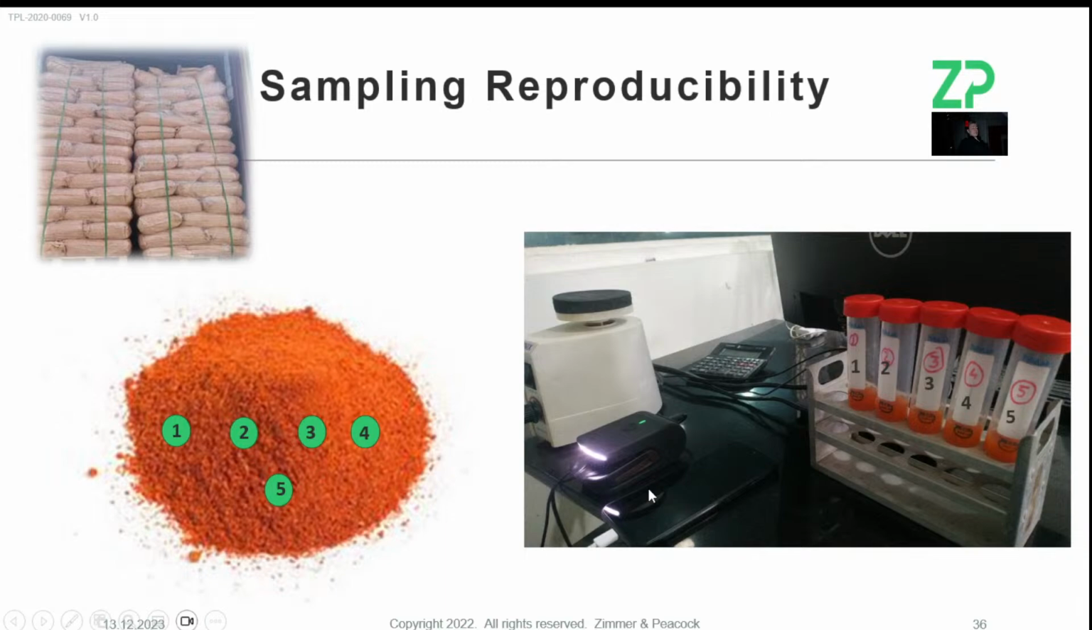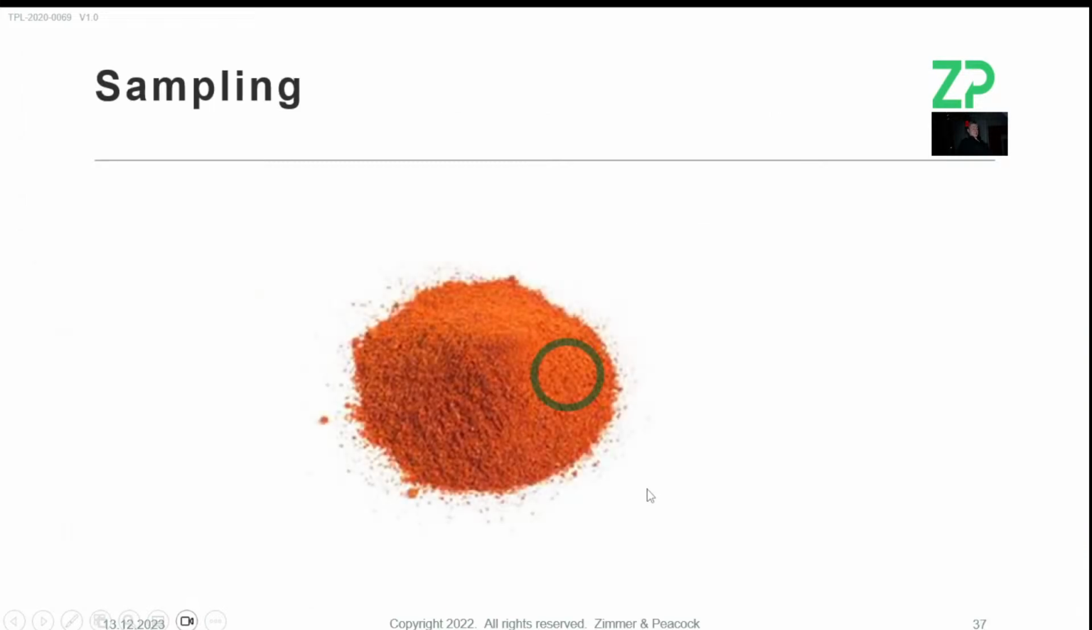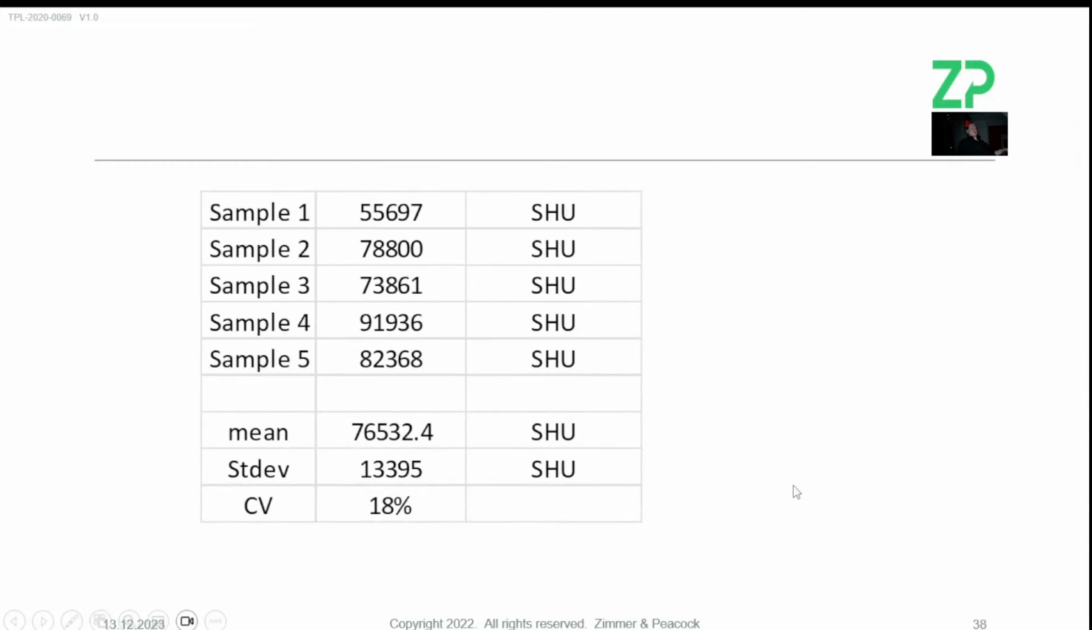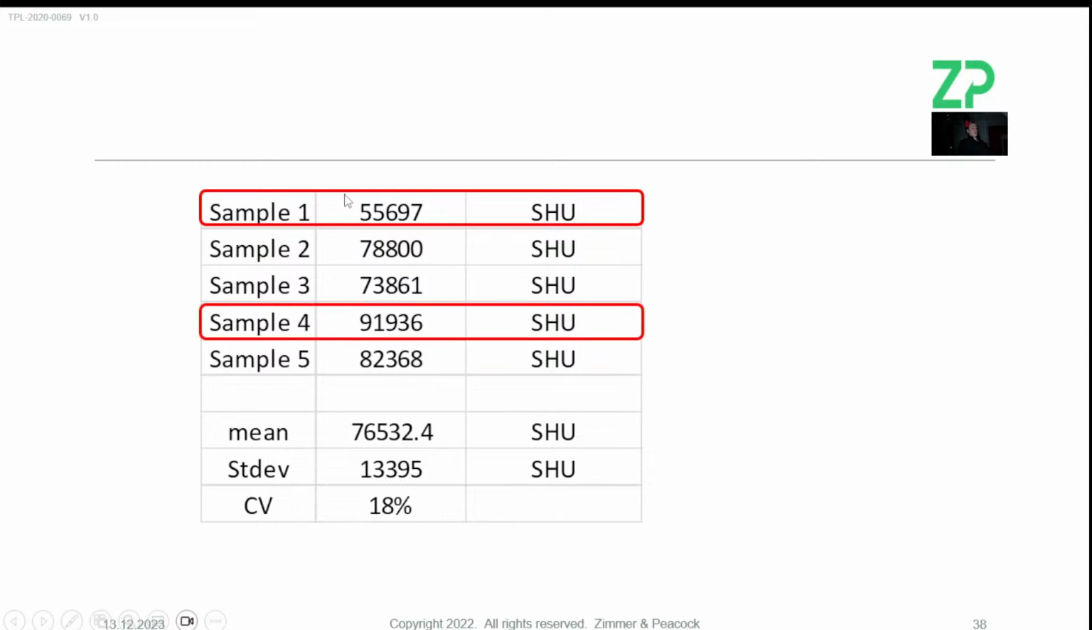So when they get the results, they end up with 5 different results, but that's actually reflecting the heterogeneity of the sample. What they need to do then is actually test it 5 times by HPLC, but they can't do it because it's too expensive. When I look at their results, it's quite interesting that we got 1 high, 1 low, and 3 in the middle. This is very common when you've got a heterogeneous sample.